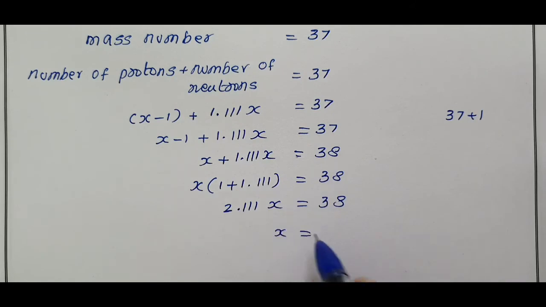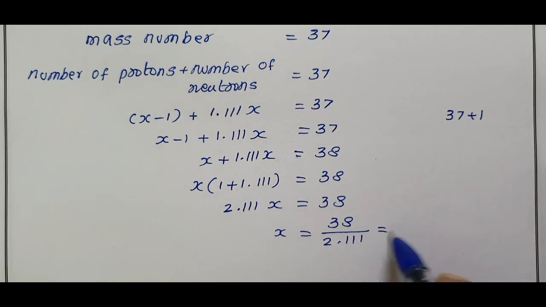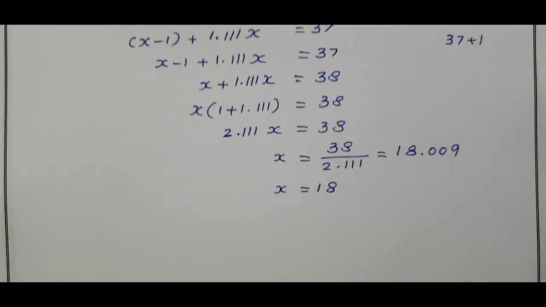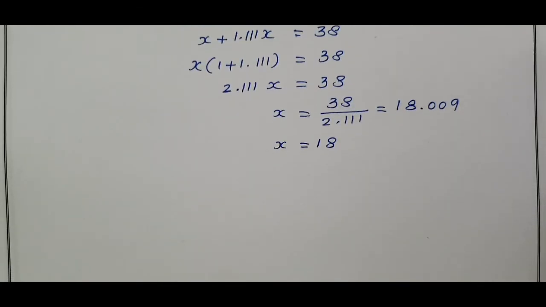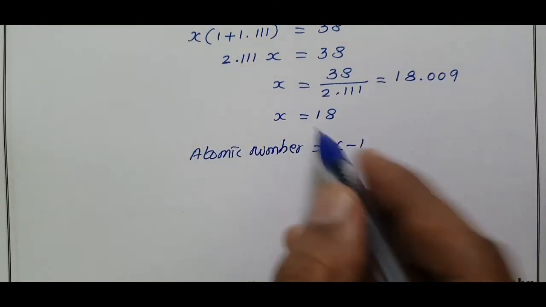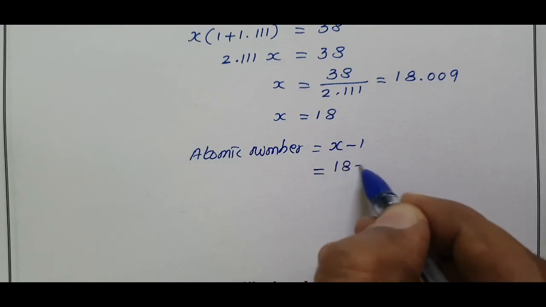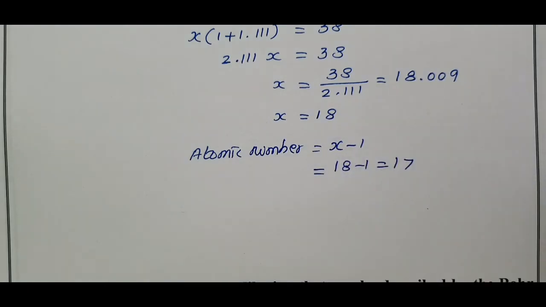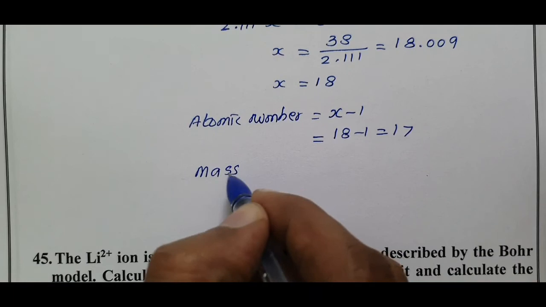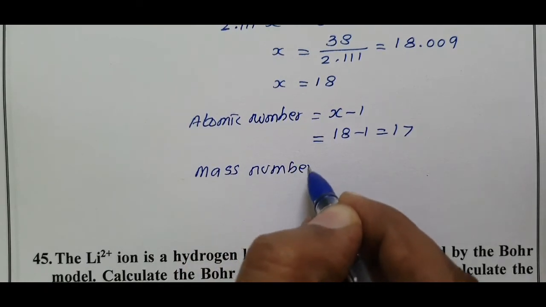X equals 38 divided by 2.111, which is approximately equal to 18.009. When you round off this value, it is equal to 18. 18 is a whole number. Now we can write the atomic number, mass number and symbol. Atomic number, we know the formula, is X minus 1. X equals 18, so 18 minus 1 equals 17 is the atomic number, chlorine. And the mass number is given in our problem, that is 37.